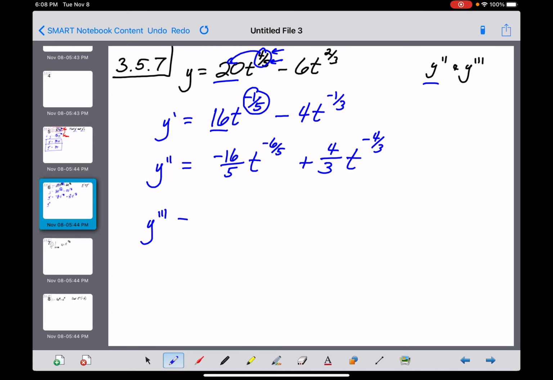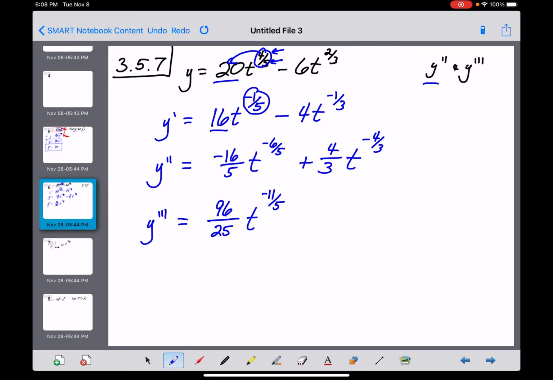So now time for the third derivative here. This is about to get real bad. Okay, negative 16/5 times negative 6/5. Negative times negative is positive. 16 times 6 is 96, and the 5 times 5 is going to get you a 25 underneath there. Here's your base, your t, and we're dropping the exponent by 1 yet again. That's now going to be negative 11/5.